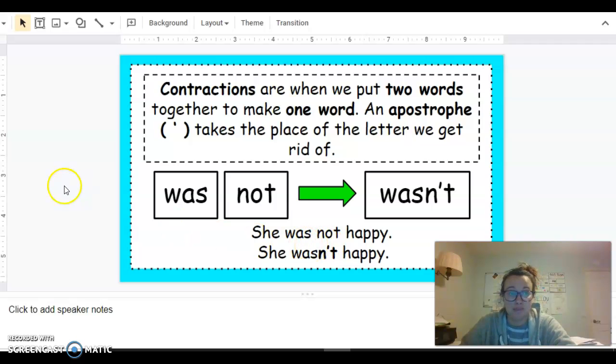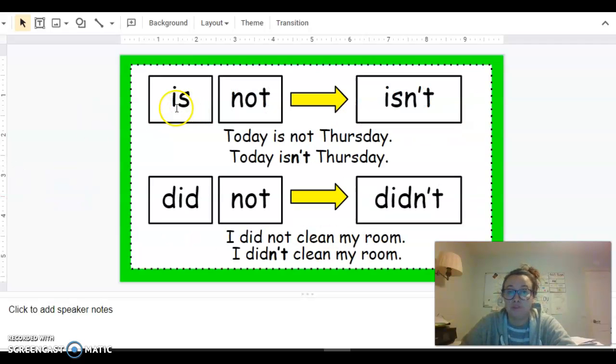So let's look at some examples. So is not, we take out the O, we put an apostrophe, and it becomes isn't. So is not becomes isn't. Today is not Thursday. Now the sentence is today isn't Thursday. So they have the same meaning, but those two words become one.